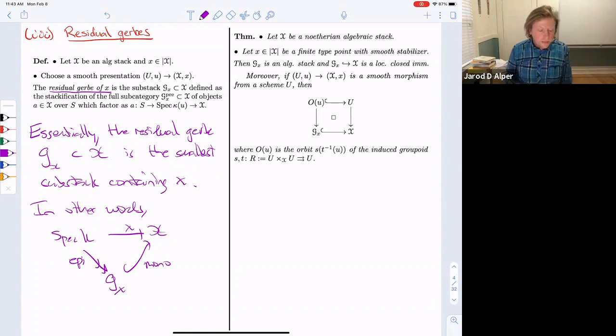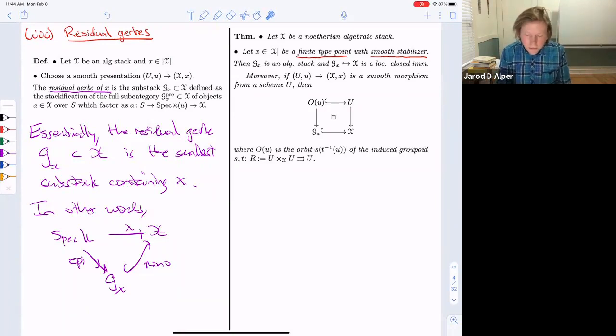All right, so this is the analog of the inclusion of the residue field into a scheme. And what we showed last time, it took some work, was this theorem on the right-hand side: if you have a Noetherian algebraic stack, with two really important hypotheses, that I take a finite type point and I assume that the stabilizer is smooth, then the residual gerb is an algebraic stack, and moreover the inclusion is a locally closed immersion. This statement is true without these hypotheses, except that if you don't take a finite type point, the inclusion of the residual gerb will just be a monomorphism and won't be locally closed.